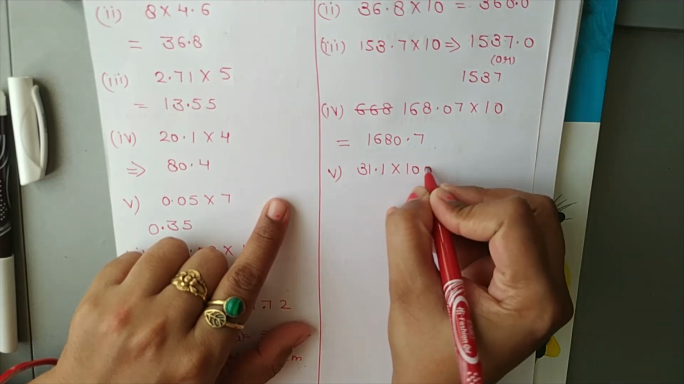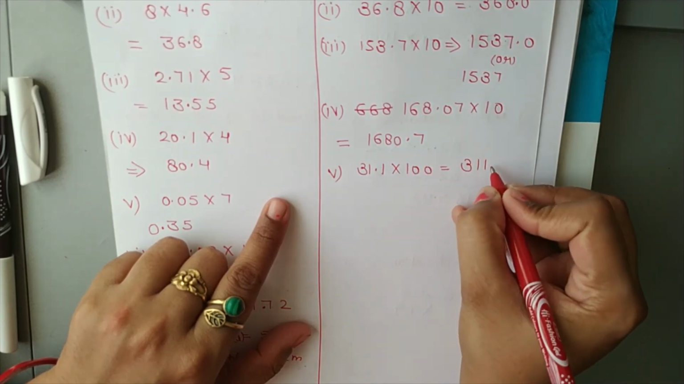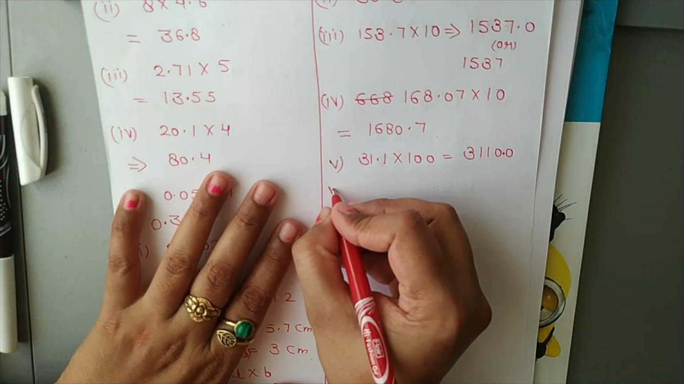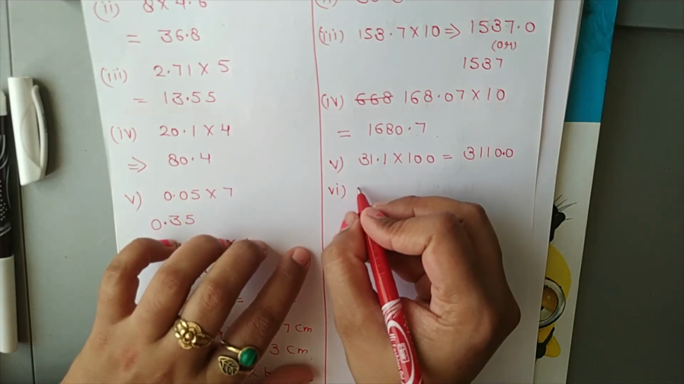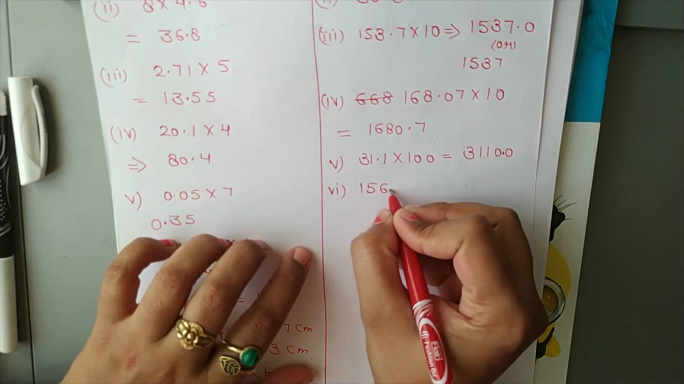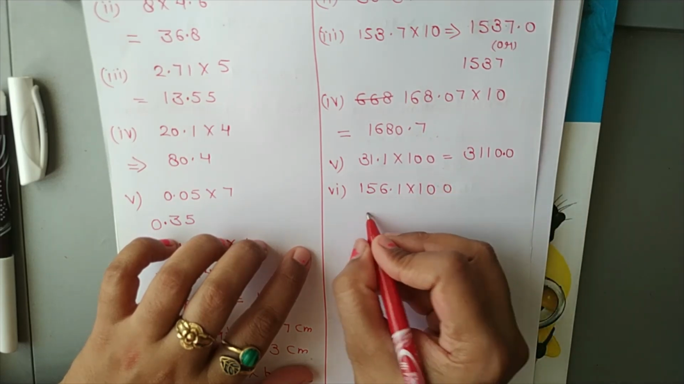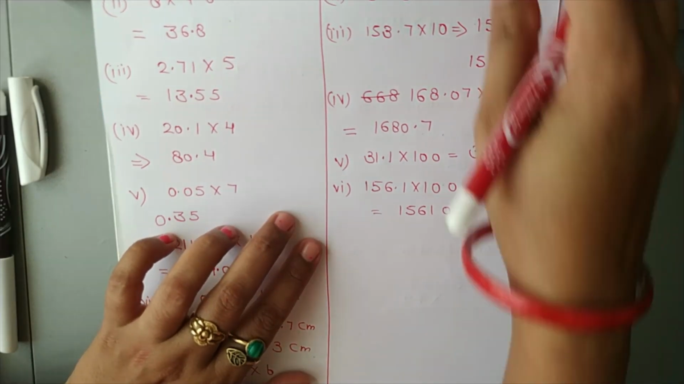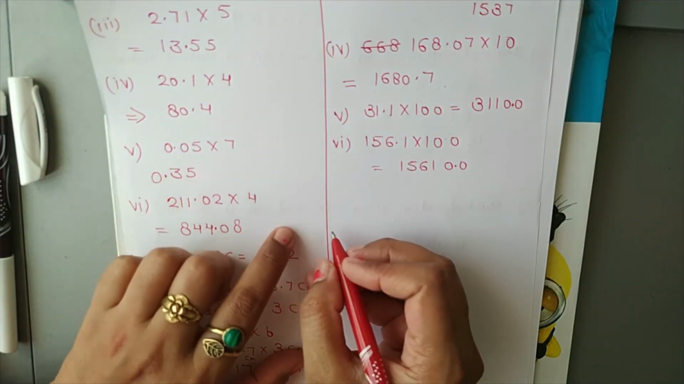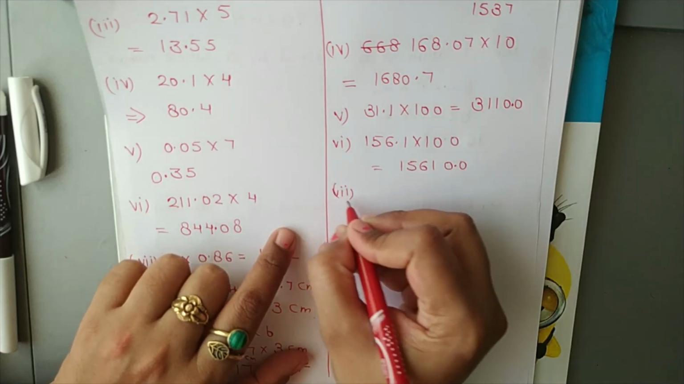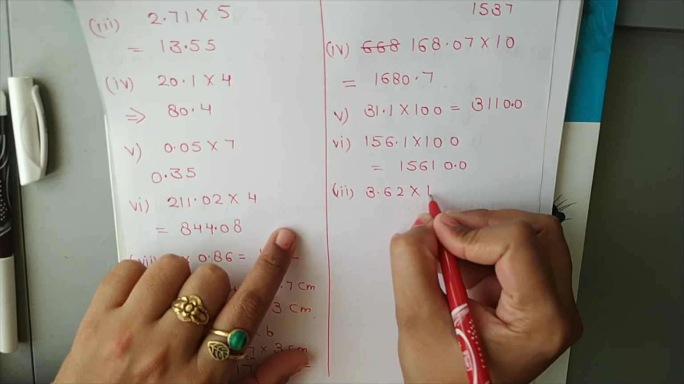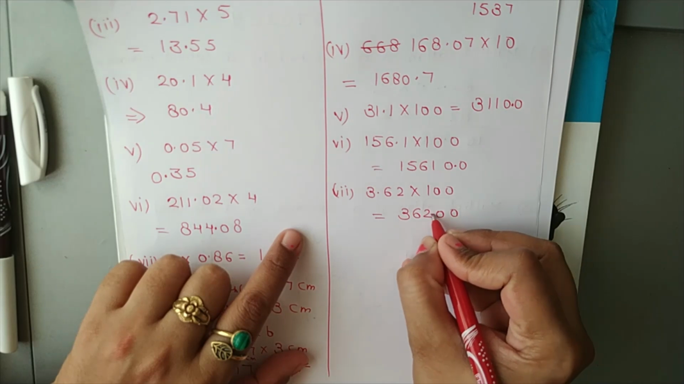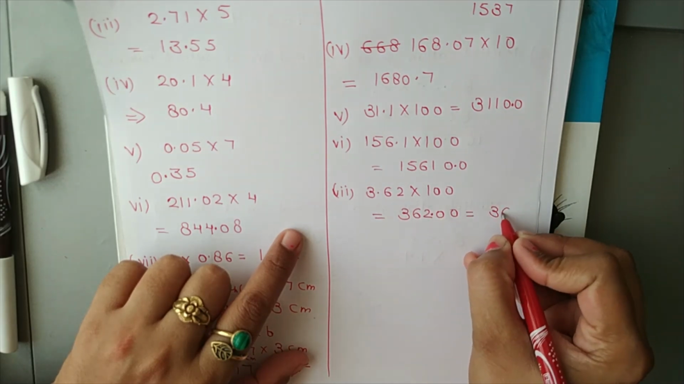Then fifth one, 31.1 into 100. This will be 31100, then after one digit we have to place the decimal. Sixth one, 156.1 into 100, so 156100, then after one digit place the decimal. Then seventh part, 3.62 into 100. It will be 362.